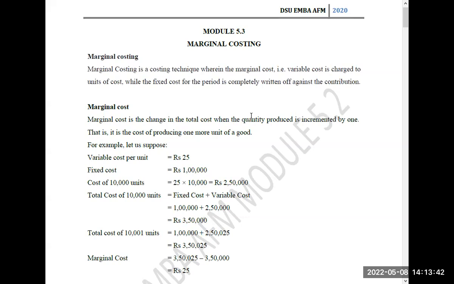Example, mobile bill, mobile data, or the electricity bill. Up to 100 units, fixed charge. 100 to 500, this is the rate. Above 500 to 1,000, this is the rate. Above 1,000, this is the rate. So as your usage increases, the rate is also increasing. But up to a certain level, it remains constant. So that is called semi-variable expenses. Having understood variable, semi-variable, and fixed cost, we'll have to understand what marginal costing is.